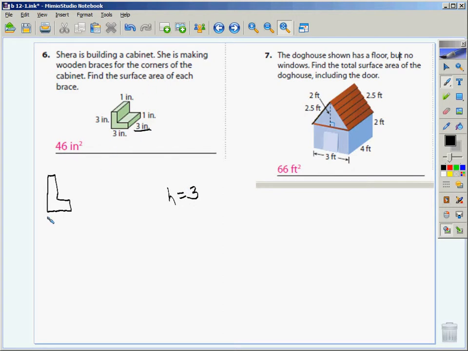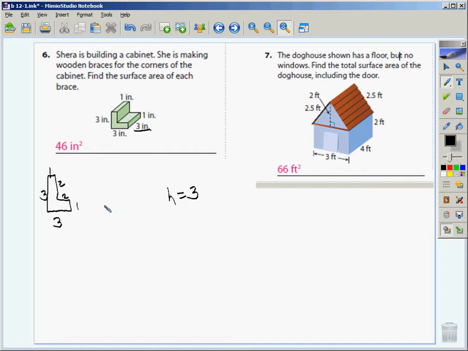Now, they told me this was 3. They told me this was 3, this was 1, this was 1. If the whole thing was 3 and I've used one of it up, this is 2. If the whole thing was 3 and I've used one of it up, this was 2.